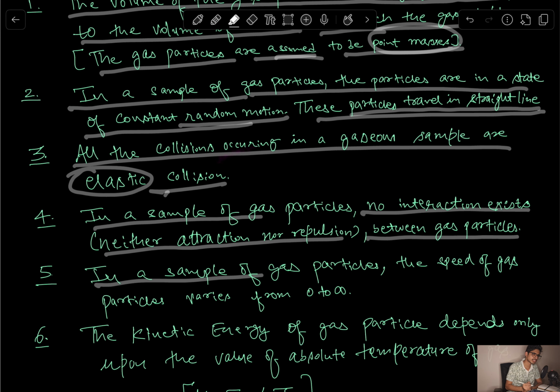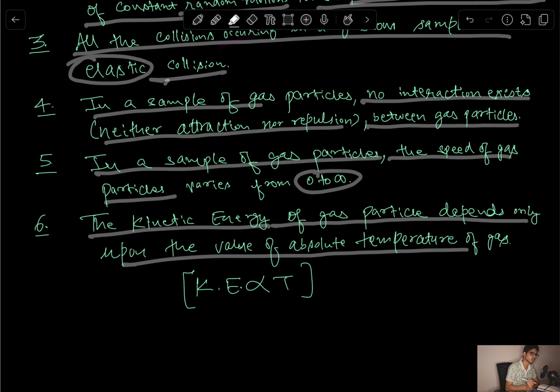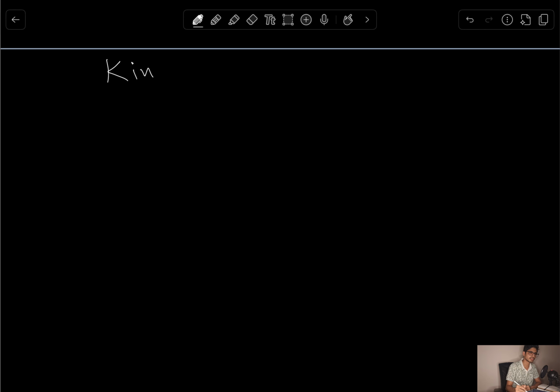The fifth assumption is that the speed of gas particles varies from 0 to infinity. The sixth assumption, which is the most important, is that the kinetic energy of a gas particle depends only upon the value of the absolute temperature of the gas, that is, kinetic energy is directly proportional to temperature.